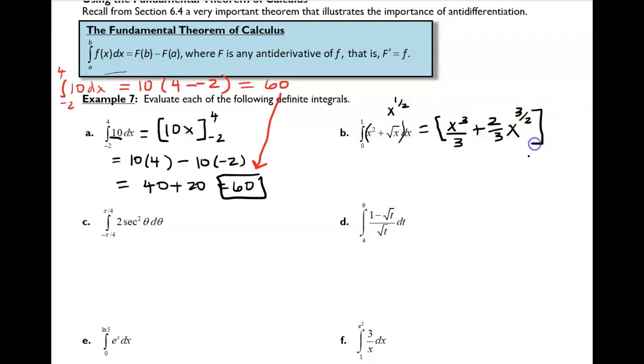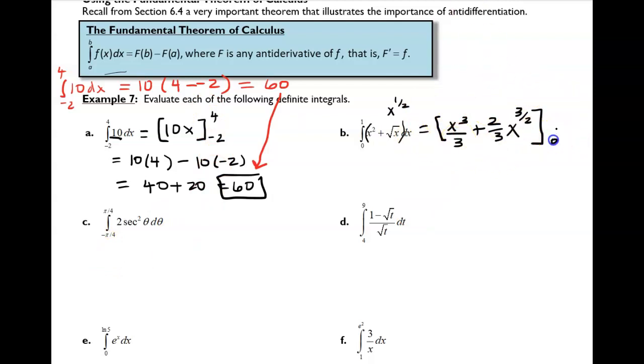Now I don't need my plus c here, because what will happen, I should have written it over here. If I had 10x plus c, I would have had 10 times 4 plus c minus 10 times -2 minus c. My c's will cancel out. So when I have definite integrals, I do not need to write the plus c. It won't hurt you if you do, but they will just always cancel out.